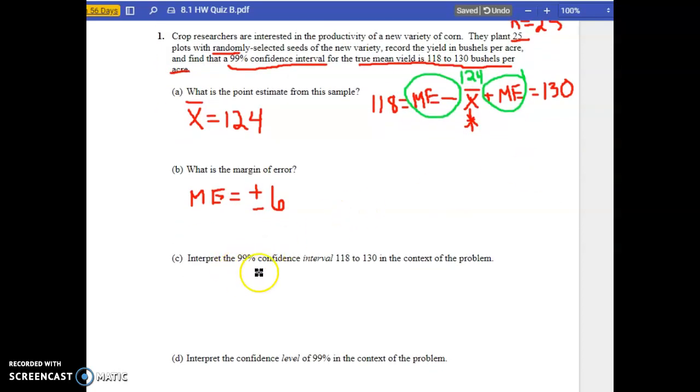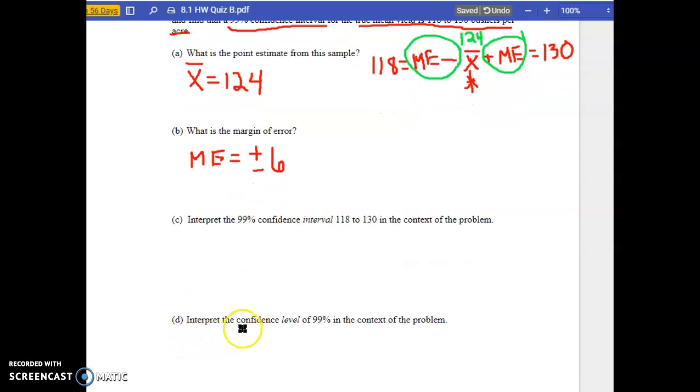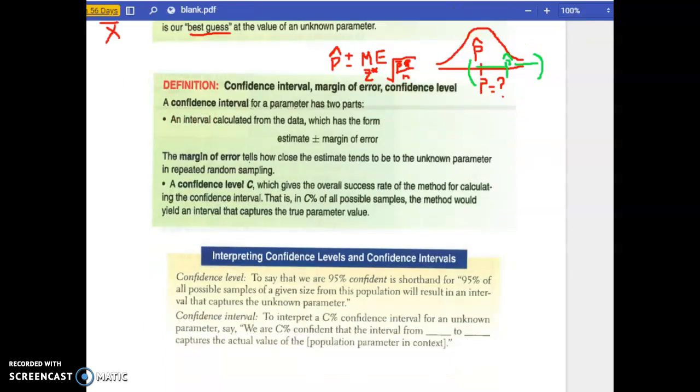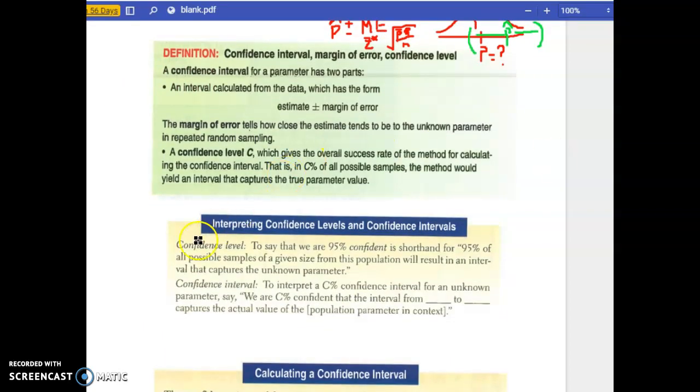Interpret the 99% confidence interval in context of the problem, and then D, interpret the confidence level. So I'm going to jump back to some of the notes highlights that I picked out. This is straight from your textbook. So there's a difference between the confidence level and the confidence interval itself. So the range of values we create is a confidence interval.